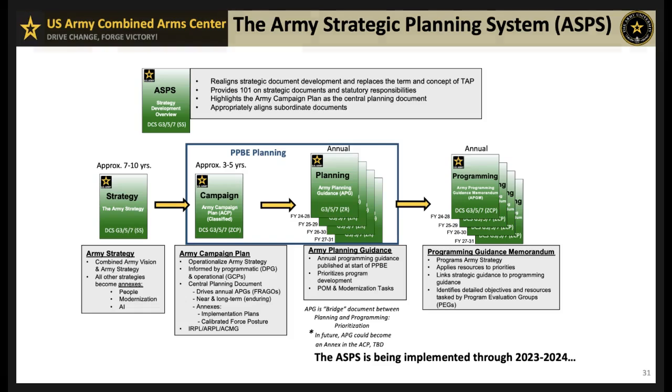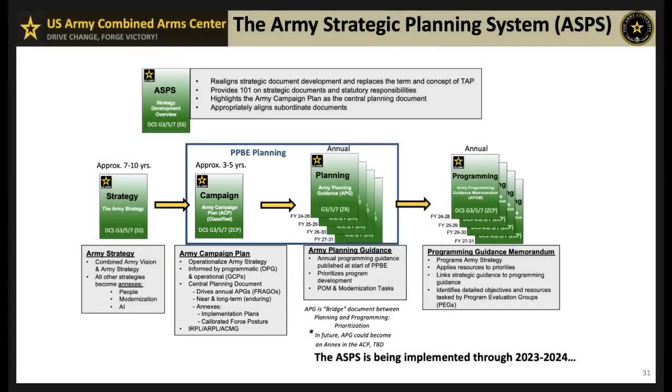Campaign, that's 3 to 5 years out. The Army Campaign Plan operationalizes the Army Strategy, driven by the Defense Planning Guidance and Global Combatant Commands. It serves as the central planning document with long-term and near-term annexes. Planning. Planning's done annually. The Army Planning Guidance, APG, bridges the gap between planning and programming, prioritizing program development and modernization tasks. Programming. This is also annual.